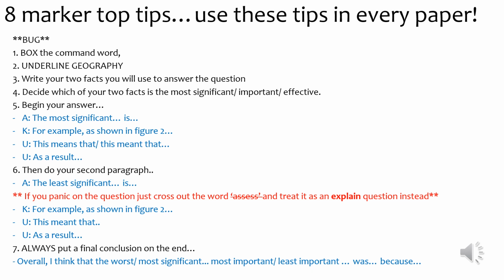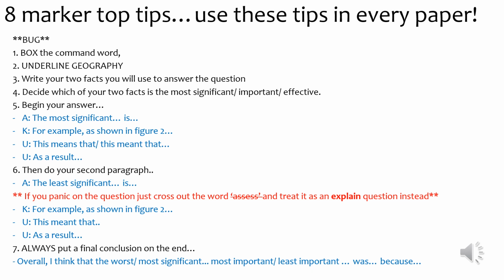However, on this paper too, I know that many of you really stress about looking at a new resource and not knowing what to do. If that happens to you and you're actually in danger of leaving it blank, please cross out the word assess or evaluate and write the word explain instead. So your 2 paragraphs become, for example, as shown in figure 2, there is a high population density in urban areas. This means that, and then carry on. And then you do a second paragraph. For example, as shown in figure 2, there is a high level of rainfall in the north of the country.